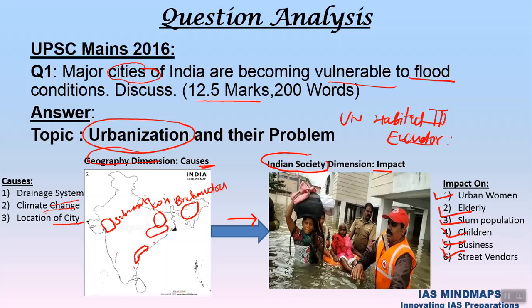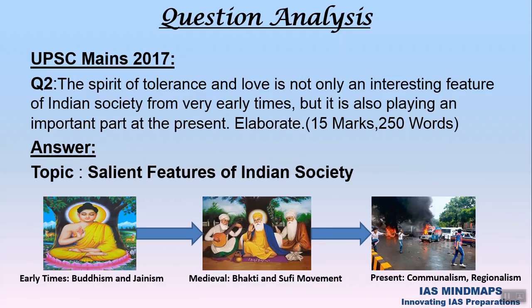So friends, after discussing this question from 2016, let us discuss a question from 2017 which is based on a multidisciplinary approach. The question was: the spirit of tolerance and love is not only an interesting feature of Indian society from very early times, please read it carefully. From early times it is talking about, but it is also playing an important part at the present. That means it is talking about elaborate. The question came for 15 marks, 250 words.